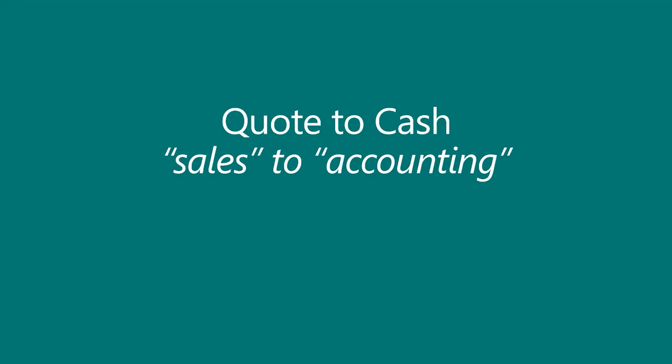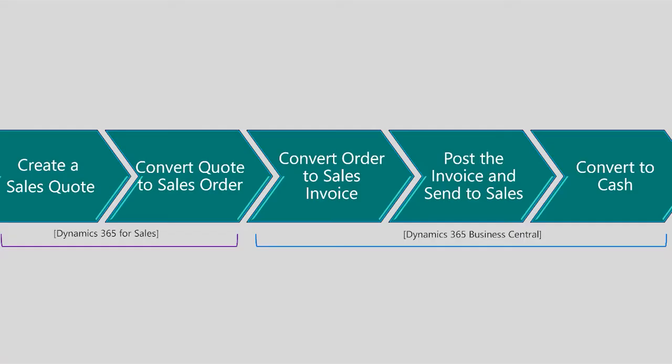In this demonstration, we'll go through a very common business process called quote to cash using two applications within Dynamics 365. We'll use Dynamics 365 Business Central as well as Dynamics 365 for Sales. So in this process, we'll just take a look at the beginning portion of the process as a sales representative who's going to enter in a sales quote and convert that quote to an order within Dynamics 365 for Sales. And then by way of the integration, we'll have the accounting team convert that order to an invoice, post the invoice, and then convert that to cash for the organization.